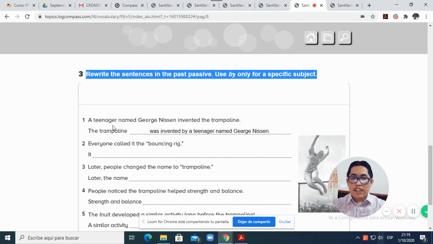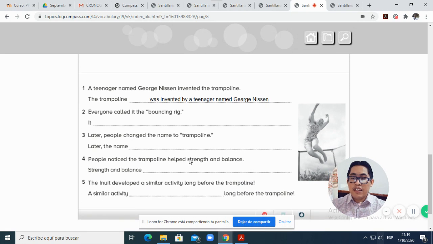In the next part, it says, rewrite the sentences in the past passive, used by only for a specific subject. For example, here it says, a teenager named George Nissen invented a trampoline. Remember that in the passive, what we do is to change the order. So this word trampoline that was the object now will become the subject. And the new sentence in the passive is, the trampoline was invented by a teenager named George Nissen.